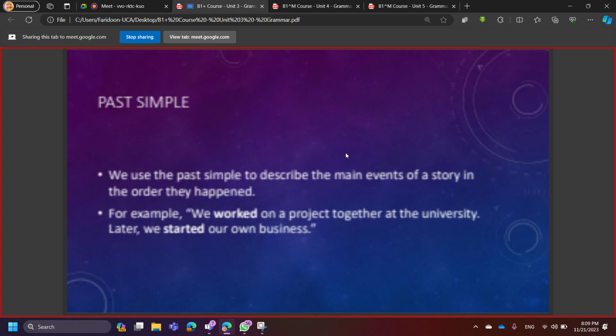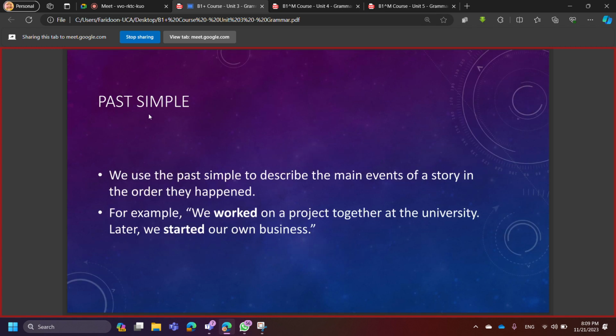Starting, the first one is the past simple. We use the past simple to describe the main events of a story in the order they happen. And please be careful, everyone. Here we don't have the structures written because you have already studied all of these tenses before. But if you have any questions, you can ask. My suggestion is to focus on the examples, and there we can also get the structure.